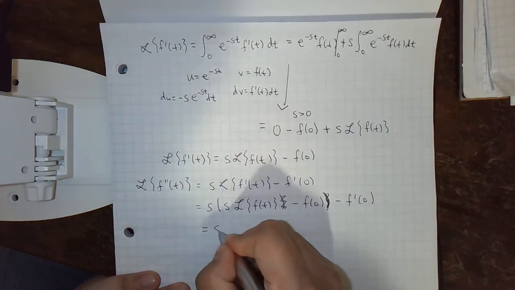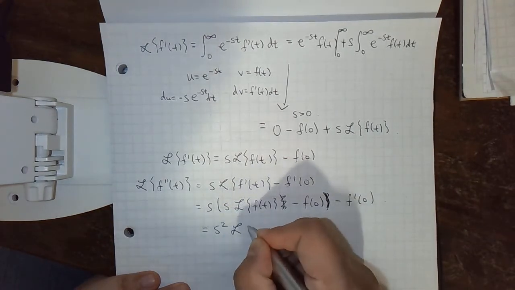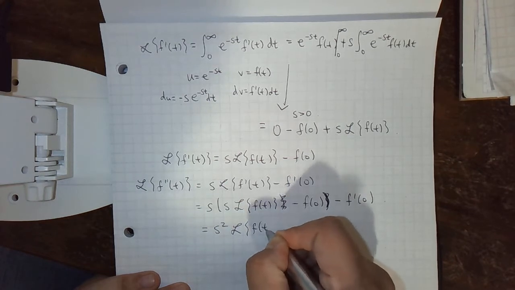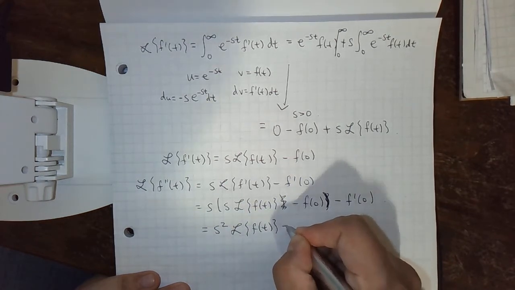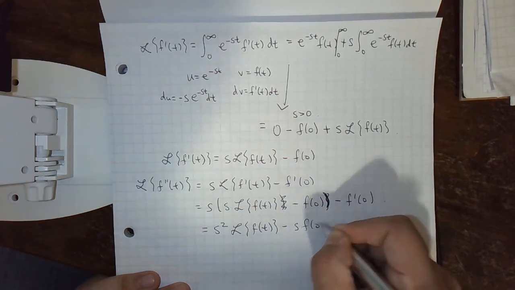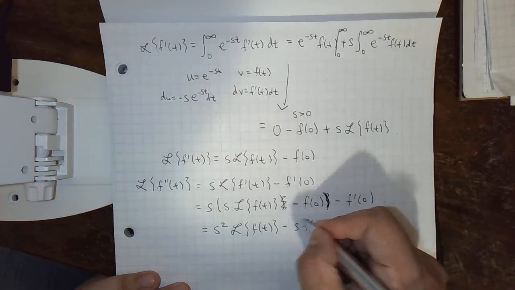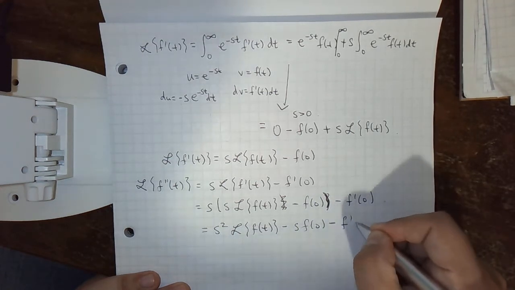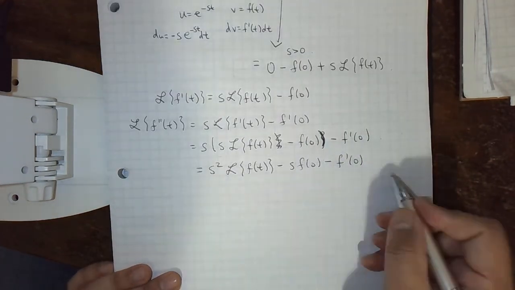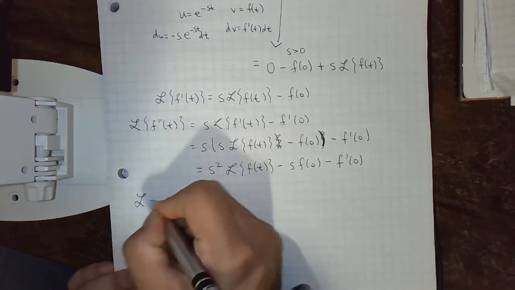And then we can expand this. This is s squared Laplace transform of f of t minus s times f of 0 minus s to the 0, which is 1, times f prime of 0. So we see the formula emerging, and then here's a reminder.